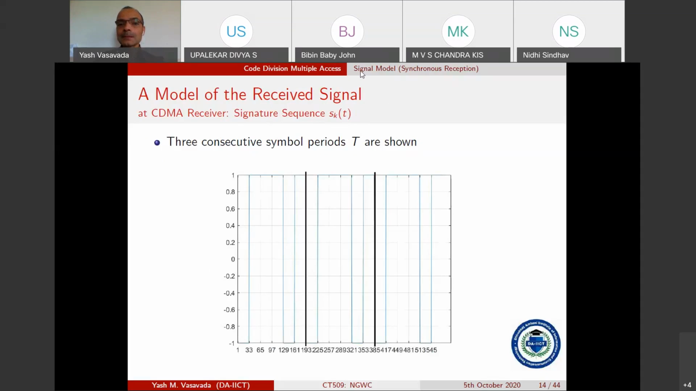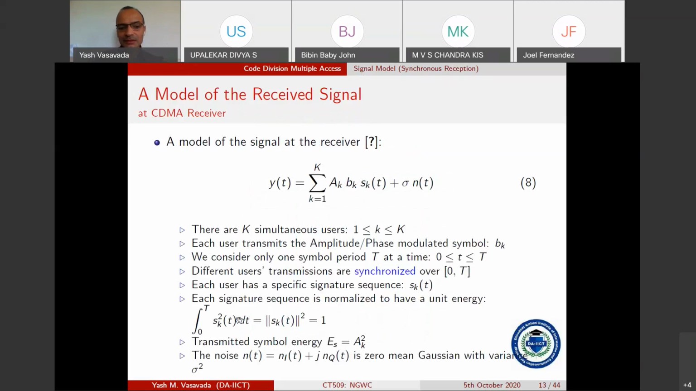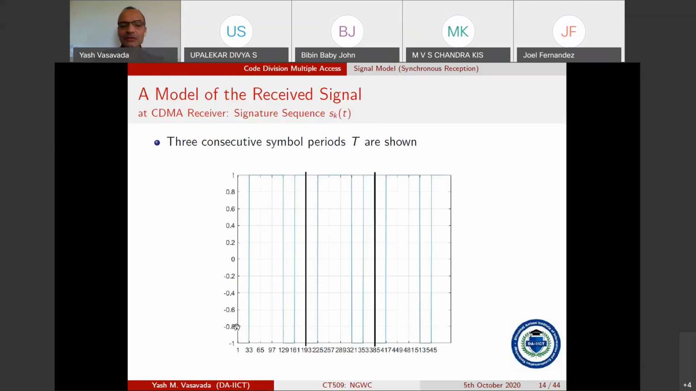The same value as the time duration t. Yes, Joel. So the energy of this sk of t is 192 in some unit of energy. Basically, the energy is calculated by taking the square of this waveform and integrating it over symbol duration, as we have done here. And the square of this waveform is obviously 1. And so now if I integrate 1 over 192 seconds, I get 192.